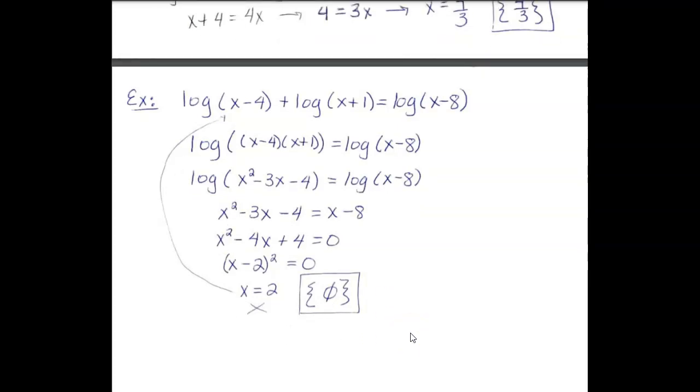So that is the end of 4.4, and it is the end of what we are going to cover in Chapter 4.